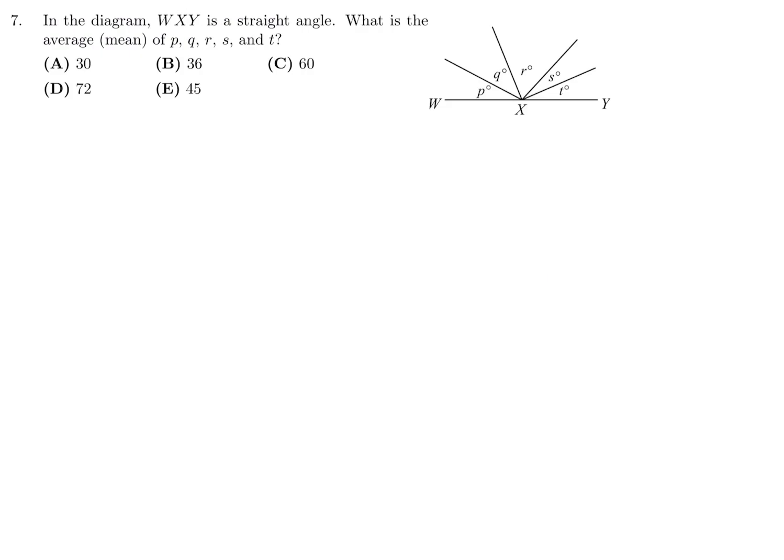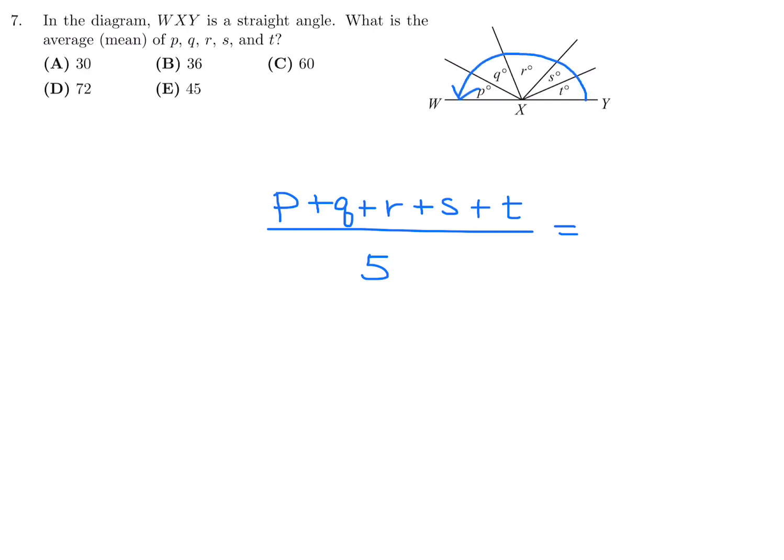In the diagram, WXY is a straight line. What is the average of P, Q, R, S, T? Well, like always, if you want to take the average, add the numbers, and then divide by how many numbers there are. And in this case, there's 5. Well, since WXY is a straight line, all of those angles add up to 180. And therefore, this just becomes 180 over 5. And 180 over 5 is 36. So number 7, the answer is B.